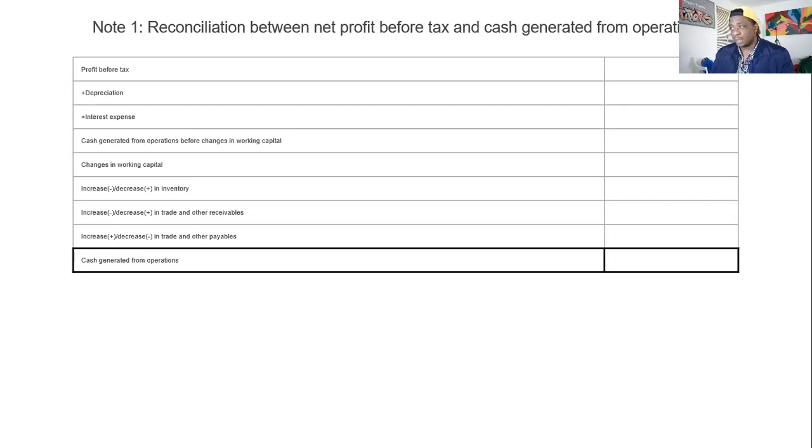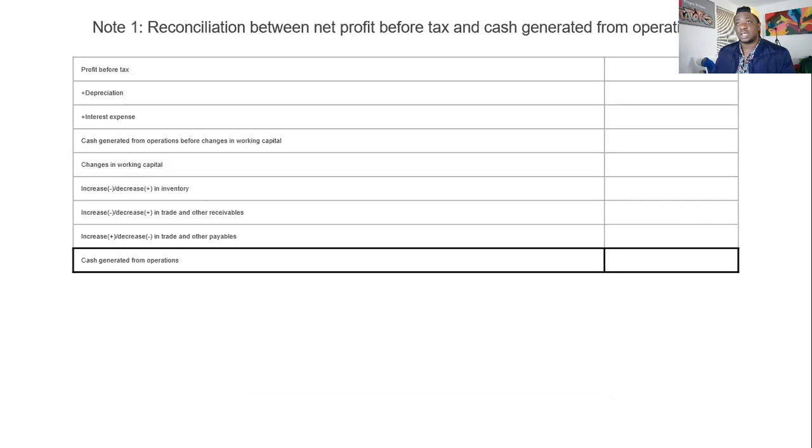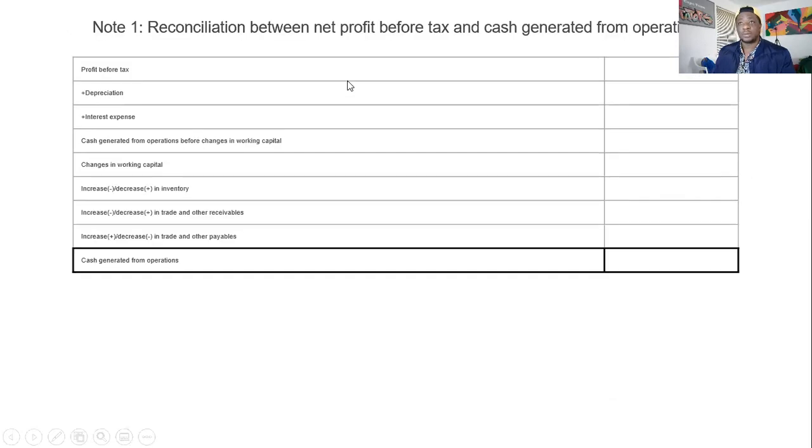non-cash items. And then you add back interest expense, because you also subtracted interest expense in order to calculate the net profit before tax. The reason for adding interest expense back is that interest is taken into account separately in the cash flow statement, as you can see there, interest paid. So you don't want to take it into account when calculating cash generated from operations and then include it again here. You just want to include it once and take it out of your profit. After you add these two, you get cash generated from operations before changes in working capital, and then you go to your changes in working capital.